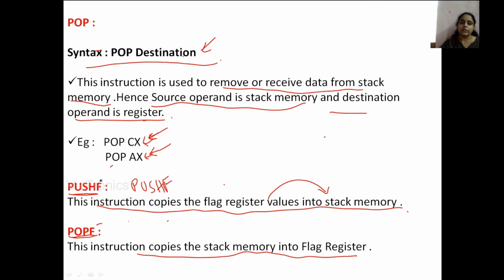In pop, always the source is stack and the destination changes. In pop F, the destination is by default flag register. So the syntax for pop F is also pop F itself. There won't be any source and there won't be any destination here. Okay, this is about push, pop, push F and pop F.